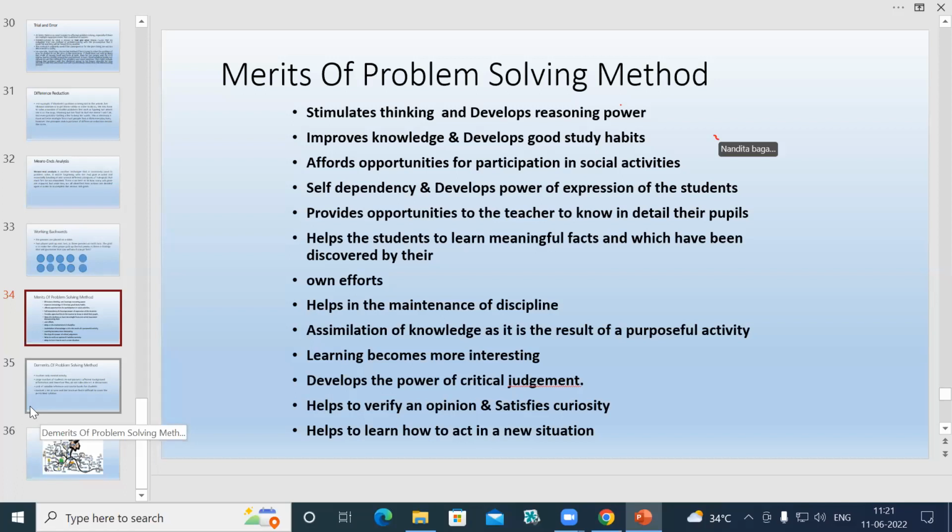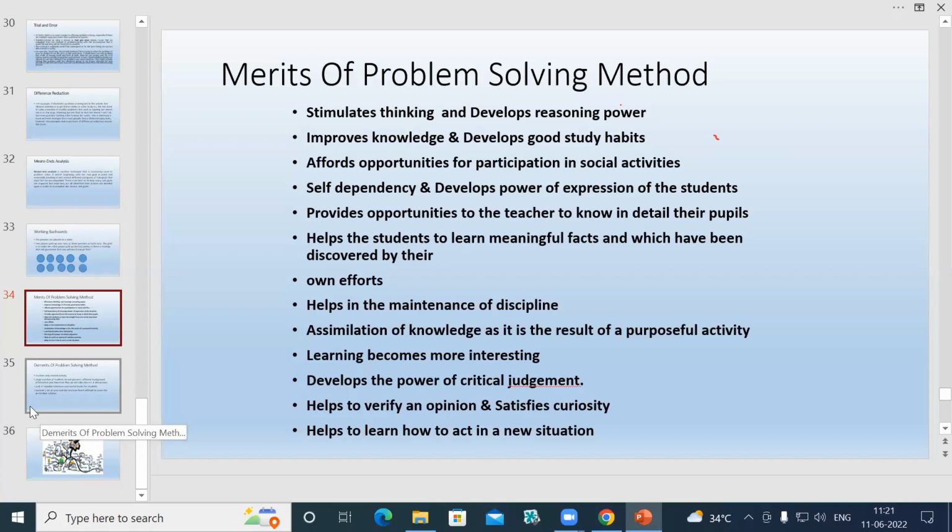Then it also helps in maintenance of discipline. Knowledge assimilation is done very nicely as it is the result of a purposeful activity. Another merit is that learning becomes interesting in this way. Then you develop the power of critical judgment that we have already told you. The decision making power also comes, and critical thinking is also developed.